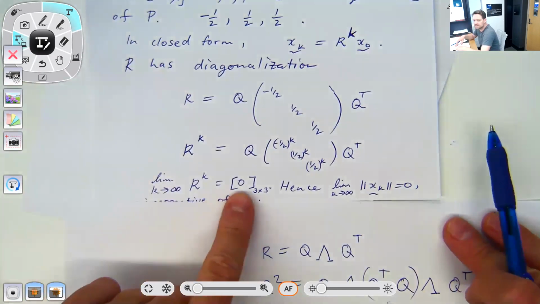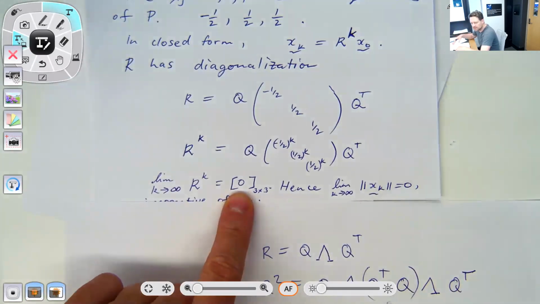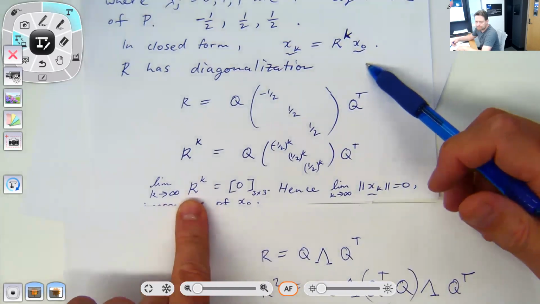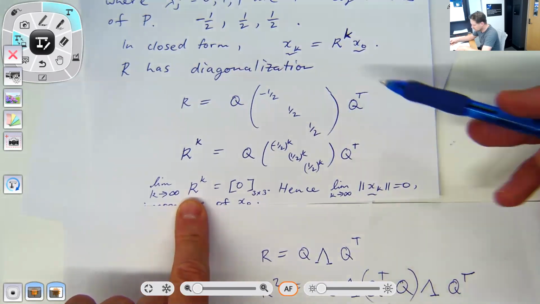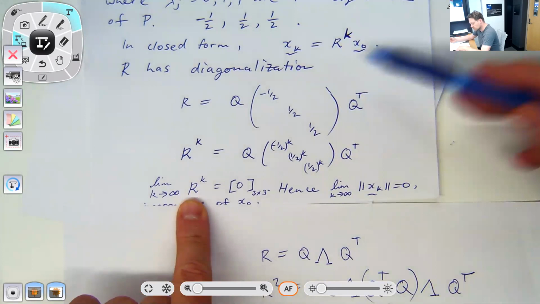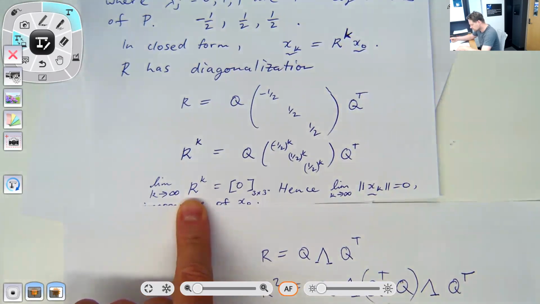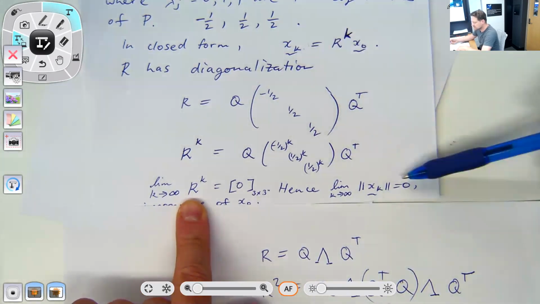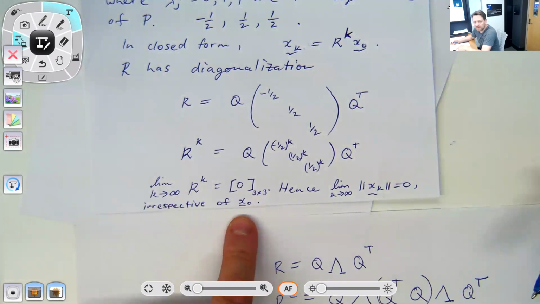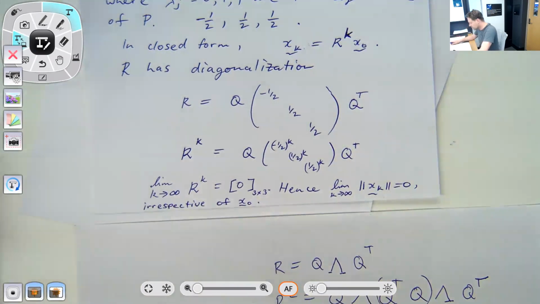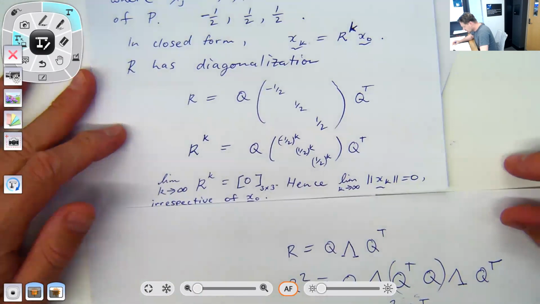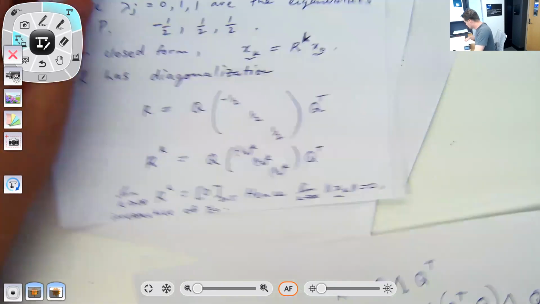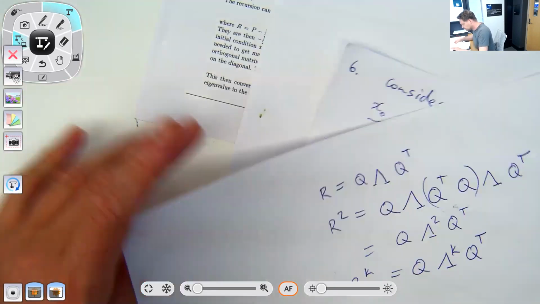So in other words, this is still a 3 by 3 zero matrix. And if we're multiplying this times x0 here, well, we know that the limit of this goes to 0, right? And so then the limit of the norm of xk has to be 0, irrespective of the value of x0. Okay, so I believe that answers that question sufficiently, and maybe I've gone into too many details, but I don't think that is a problem.